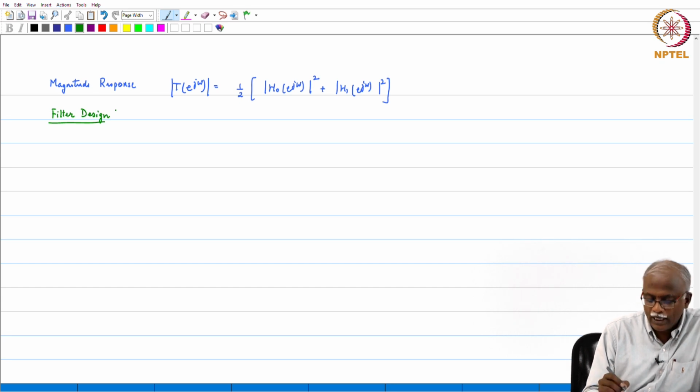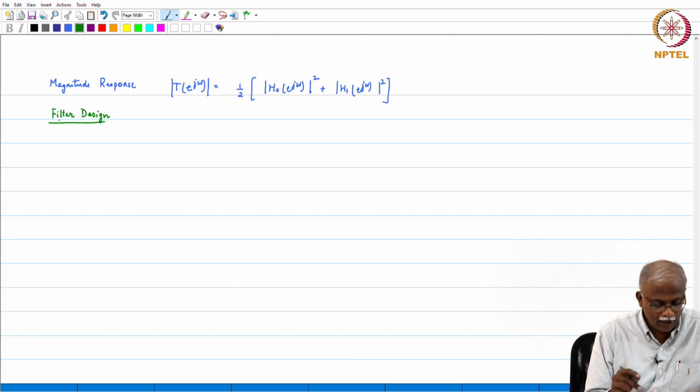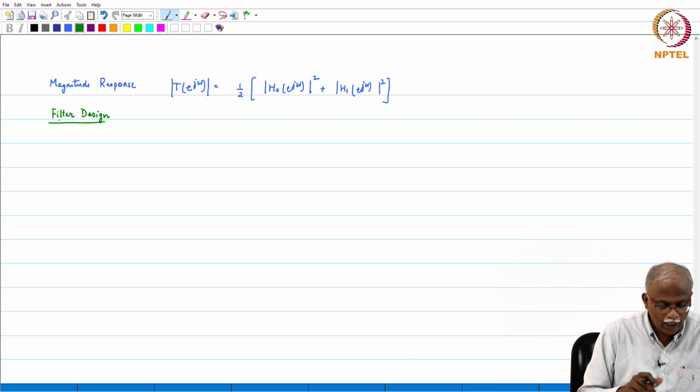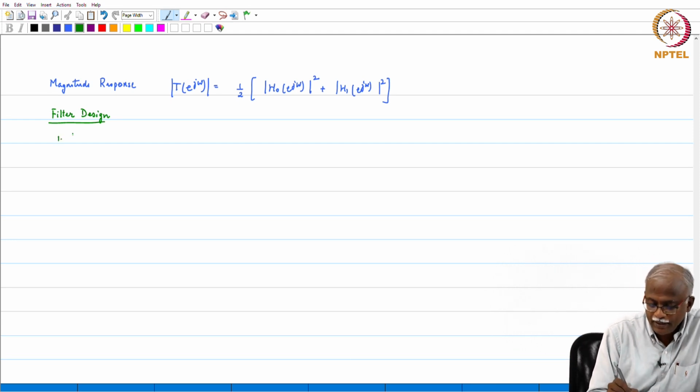Okay, so typically in the design of an FIR filter, we would introduce 2 criteria. One is the pass band criterion, and there would be a stop band criterion.